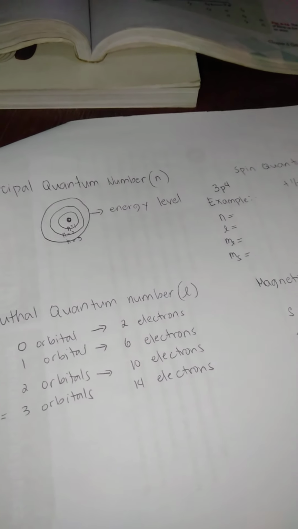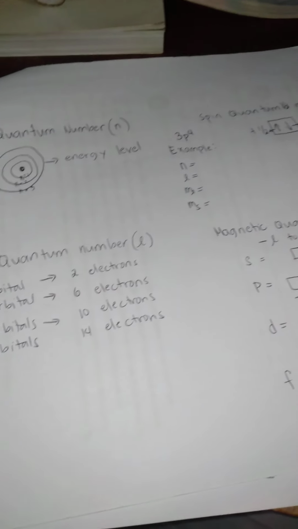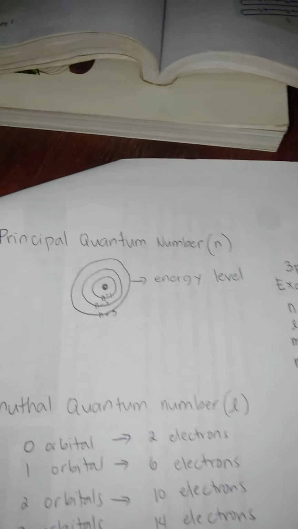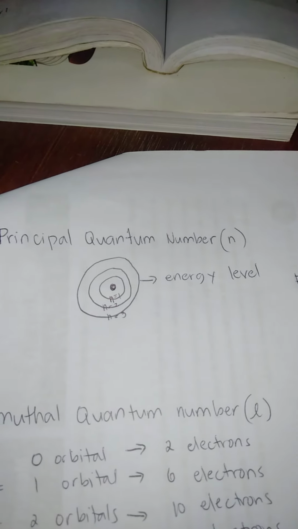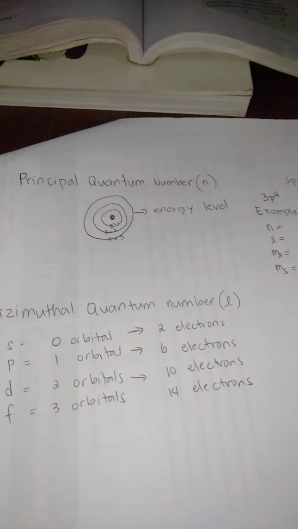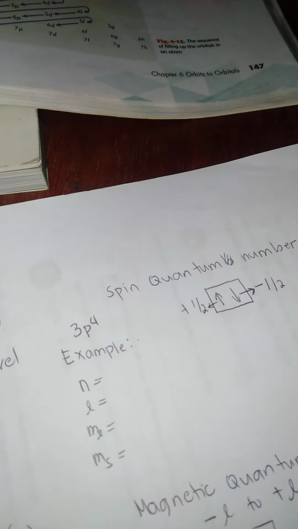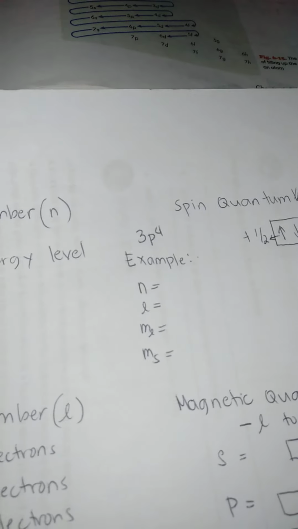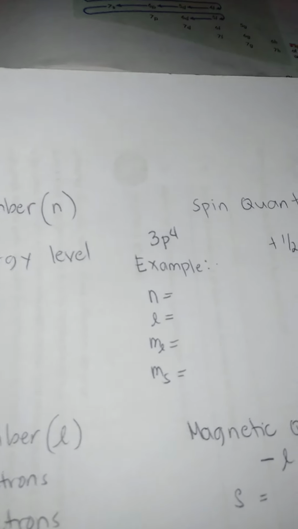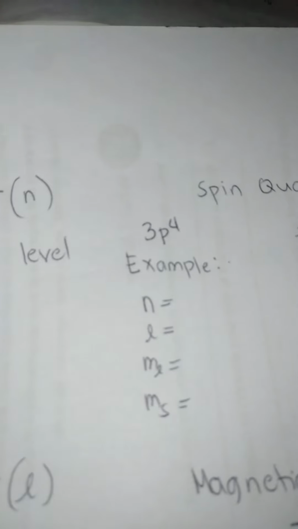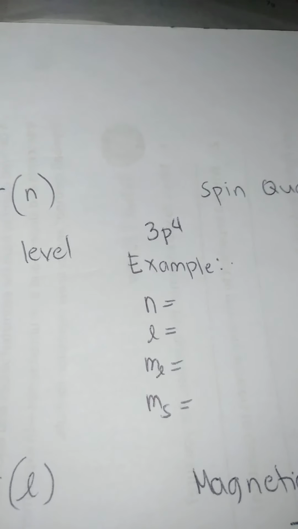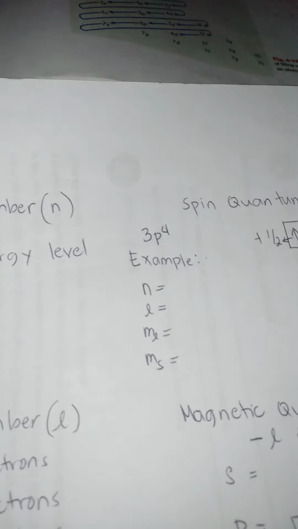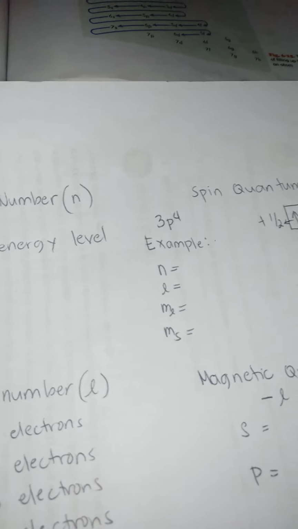So these are the four types of quantum numbers. The first one is the principal quantum number. The second one is the azimuthal quantum number. The third one is the spin quantum number. And the last is the magnetic quantum number. If you have an example of 3p4, how can you find its quantum numbers using these four types? Okay, let's begin.